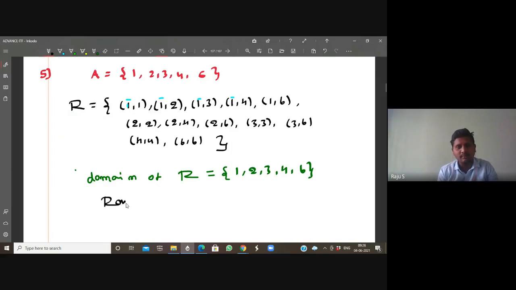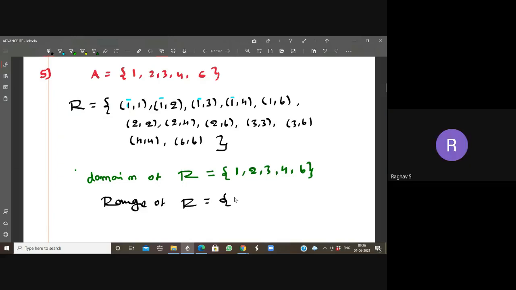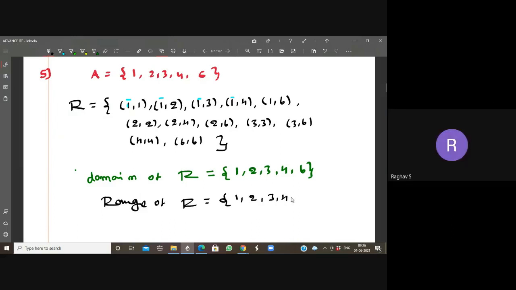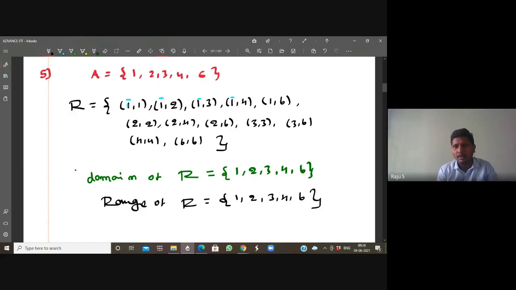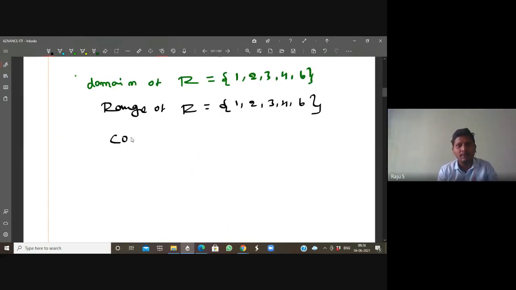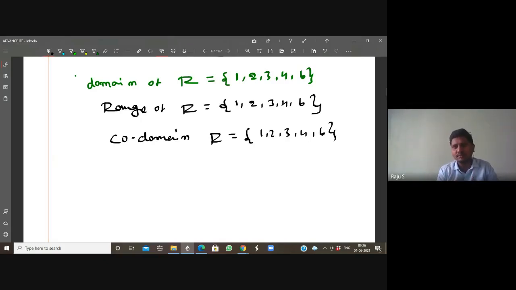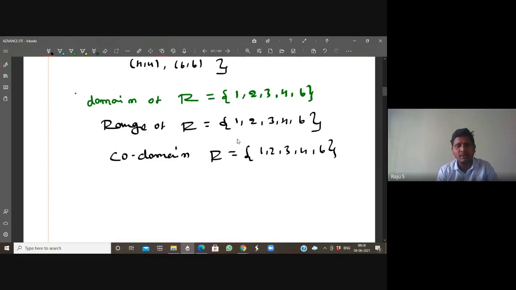Then the range: the set of all second components, 1, 2, 3, 4, 6. Then the codomain; they did not ask, even though we will write it. What is the codomain here? 1, 2, 3, 4, 6. All numbers are involved. So what do you observe here? The codomain is equal to the range. In the function concept, when the range is equal to the codomain, the function is always an onto function.